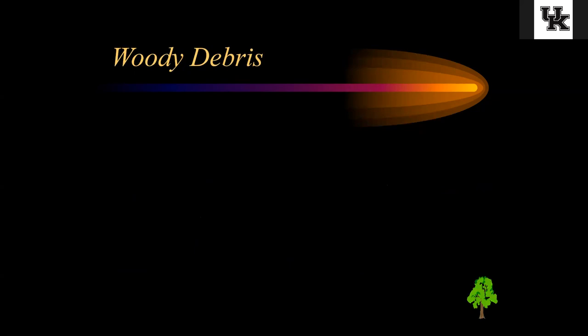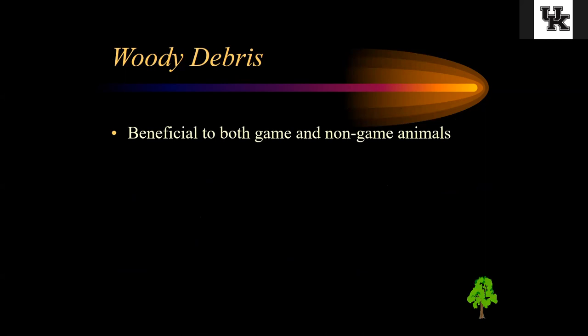Woody debris, things like brush piles. These are beneficial to game and non-game animals. And again, small game. Things like rabbit, quail, even turkey nesting. This can greatly benefit them. And it's an extra benefit for the patch clear cuts, where the debris can be basically piled over on the side of the patch clear cuts. That works out really well.